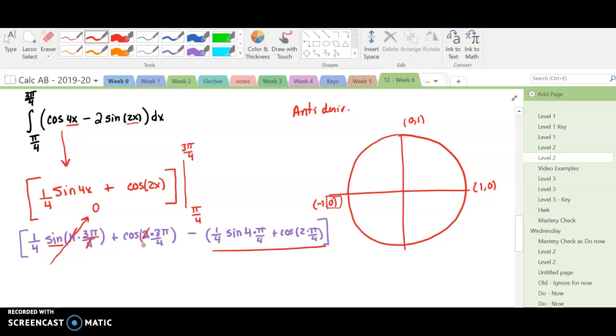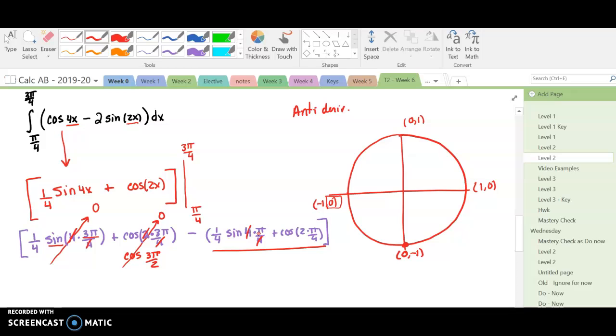Here we have cosine 2 over 4. Those are going to cancel out. So I'm really going to have cosine of 3 pi over 2. Well, that's down here. That's the coordinate 0, -1. That's also 0. Okay, let's see if we have some repeat performance here.